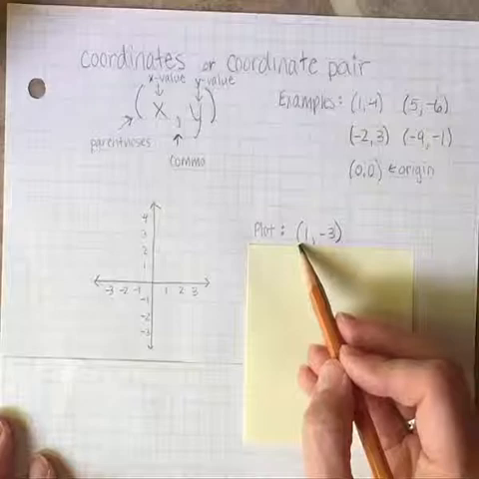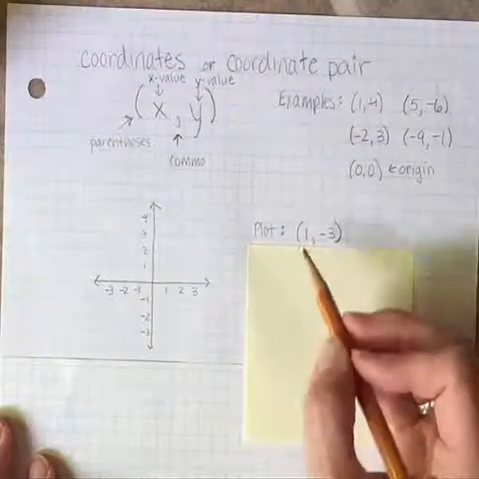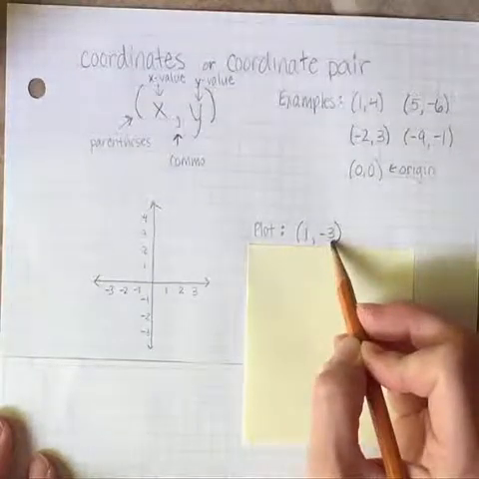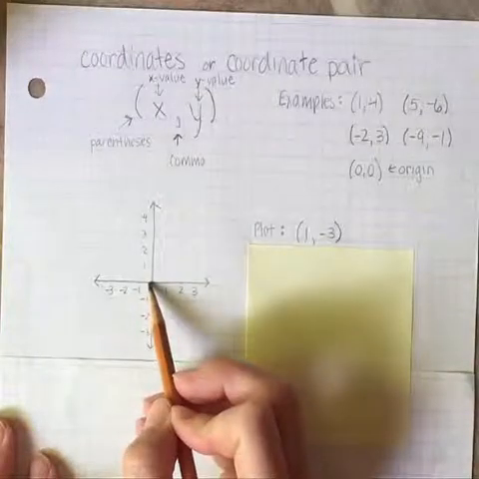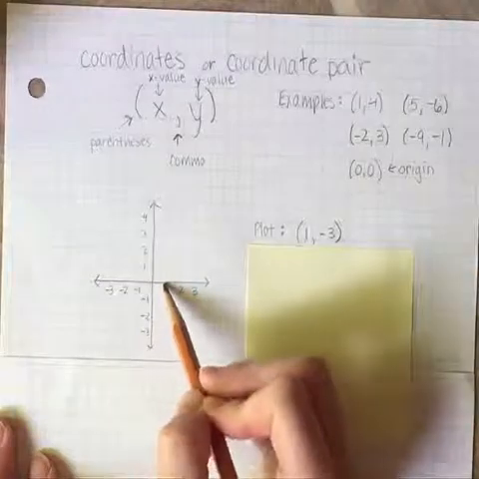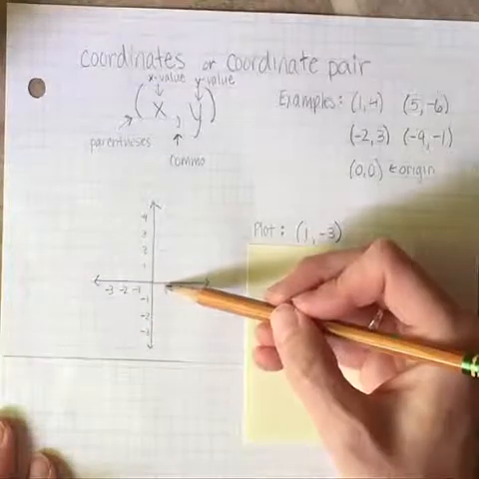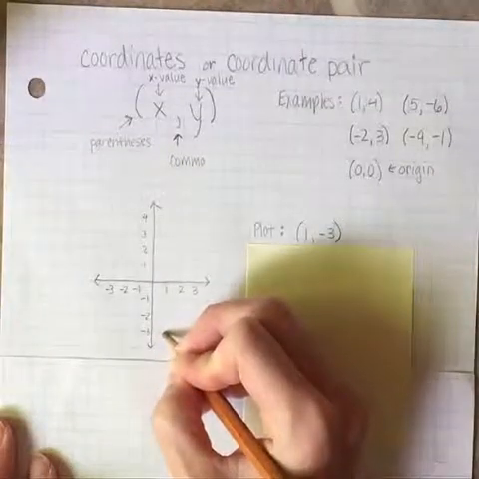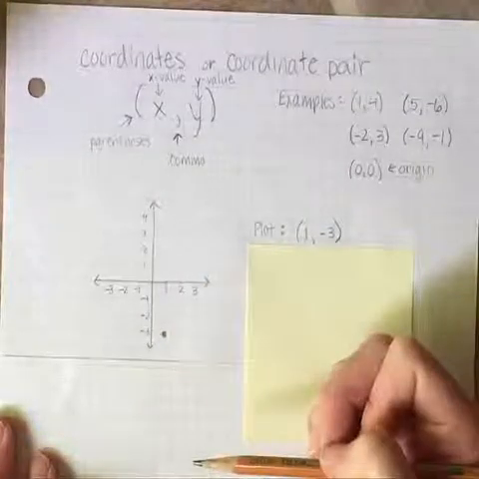First, if you have to plot a point, I've got an example here of 1, -3. This is how you would do it. The 1 is the x value, the -3 is the y value. So you start with the 1, you go over on the x-axis to where the 1 is. This is the 1 point. Then your y value is -3, so you would go down on the y-axis to where the -3 is, and you make a point. So I have 1, -3, and that's my point.